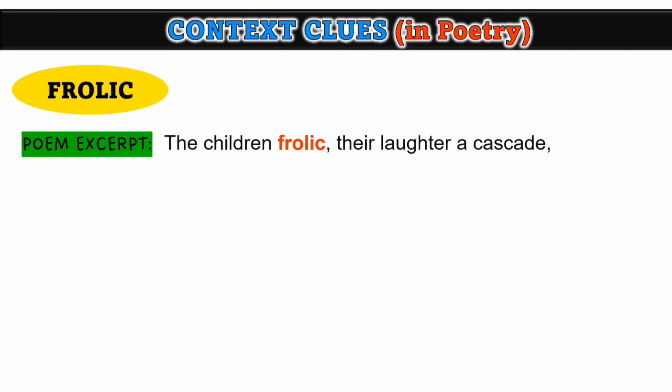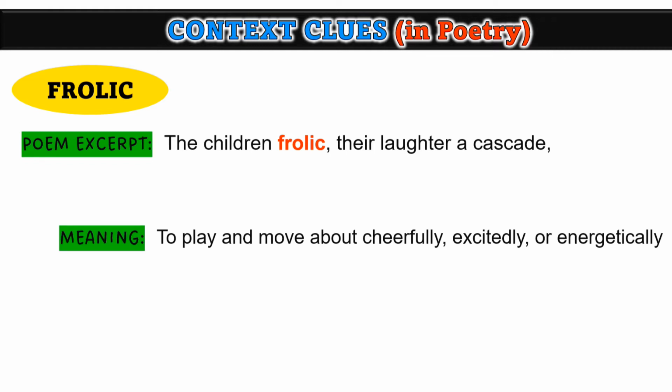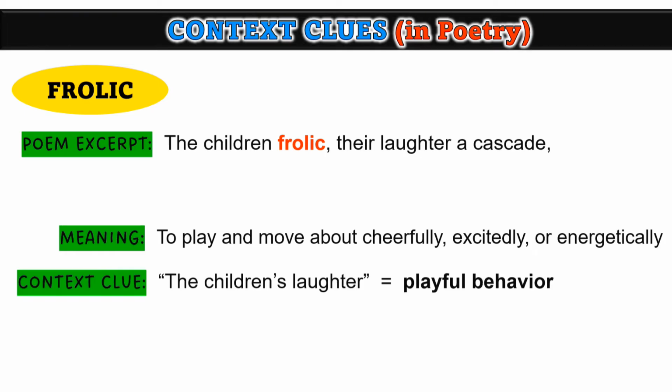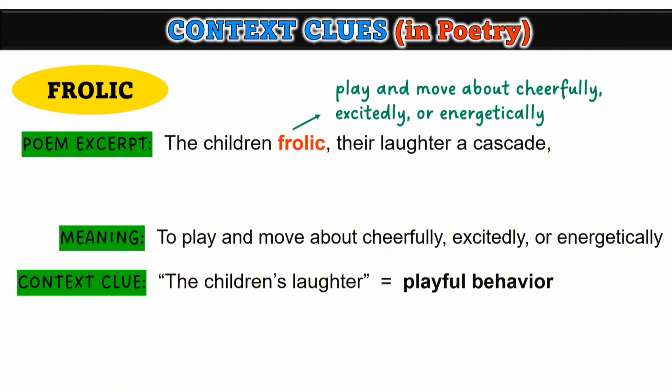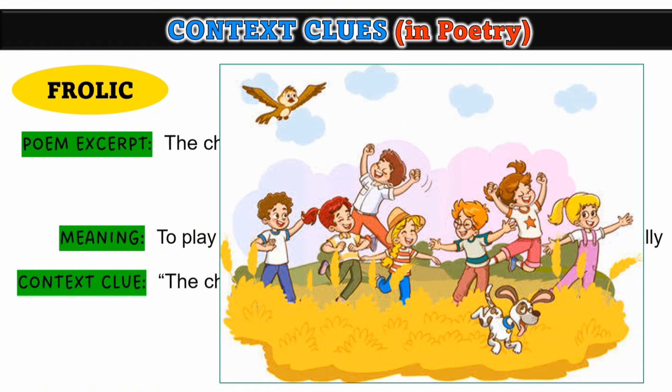Next word is frolic. Based on how it was used in the poem, I can say that the meaning of frolic is to play and move about cheerfully, excitedly, or energetically. Because the mention of children's laughter suggests playful behavior. If we are to substitute its meaning, it will go like this. The children play and move about cheerfully, excitedly, or energetically. Their laughter a cascade, like what is shown in the picture.